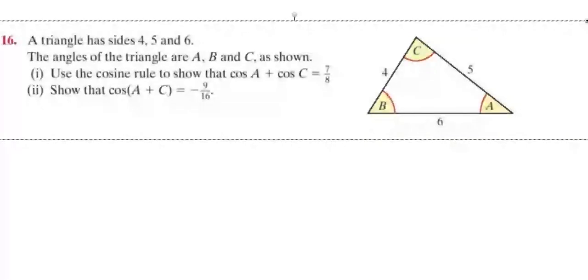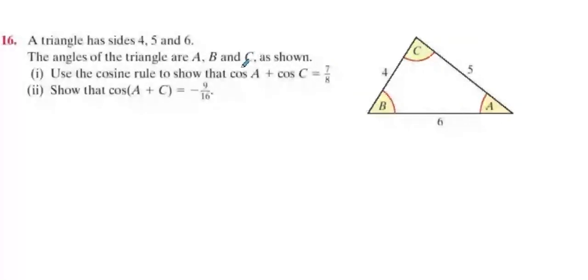Okay, here we go. Use the cosine rule to show that cos A plus cos C is 7 over 8.